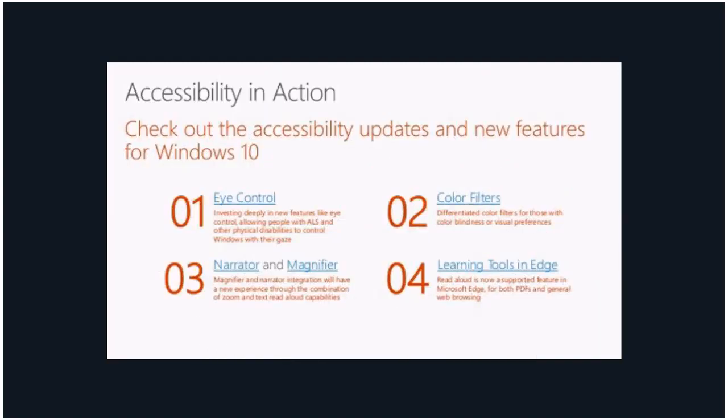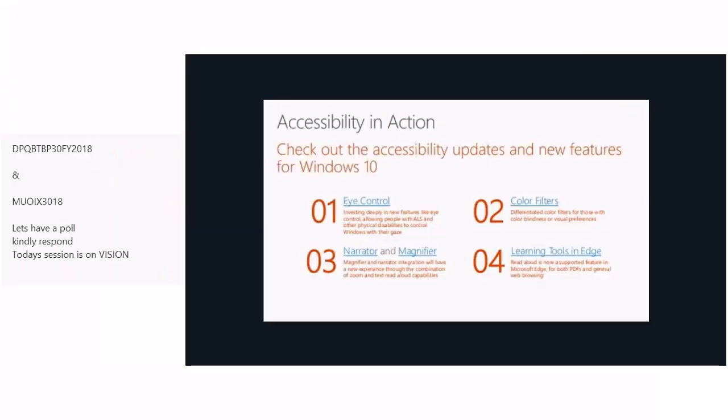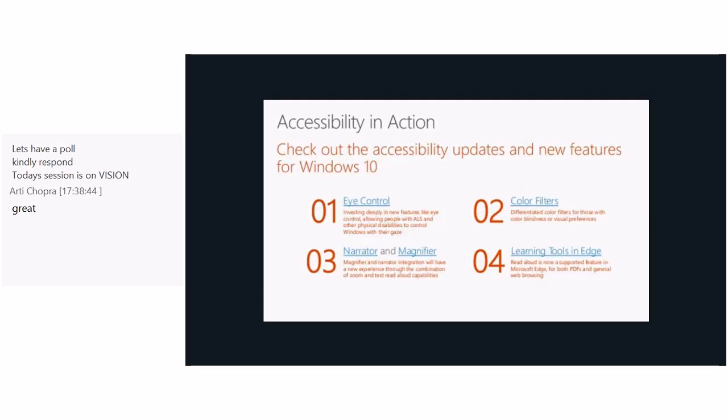Accessibility in action. When we are talking about vision, I'm going to focus majorly on Windows 10. I understand that you might not have Windows 10, yet Windows 10 versions are available with every EduCloud upgrade or every MASP upgrade that you get. So if you do not have this, please feel free to reach out to us. We will be more than happy to facilitate your journey into taking up EduCloud or MASP options. That's our Microsoft Cloud EduCloud option. So we're talking about eye control, color filters, narrator and magnifier, and also learning tools in Edge.